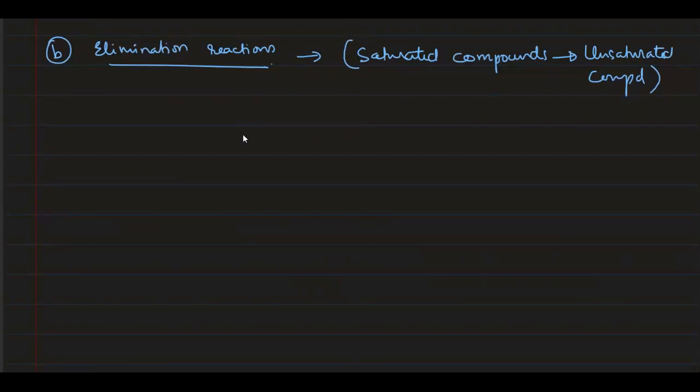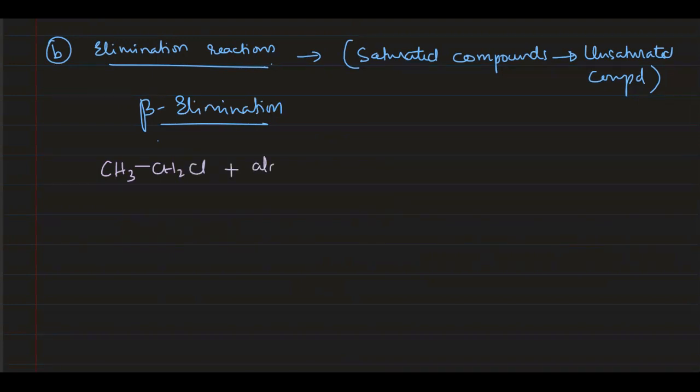Among all types of elimination, we have beta elimination, which is very important. We will understand this beta elimination, and that will be sufficient for this year. Okay. So in general, let me take a compound CH3CH2Cl plus alcoholic KOH.